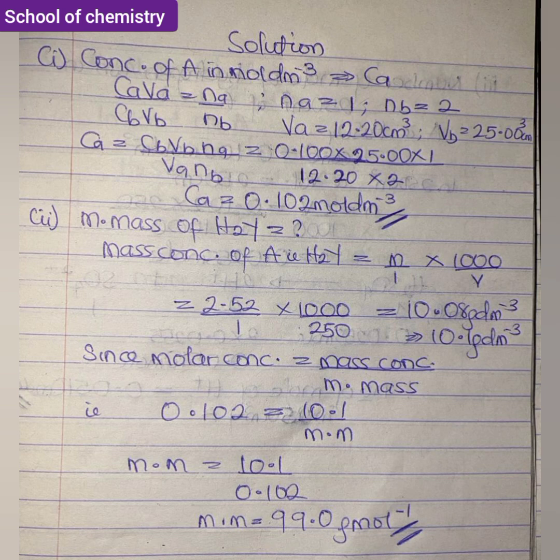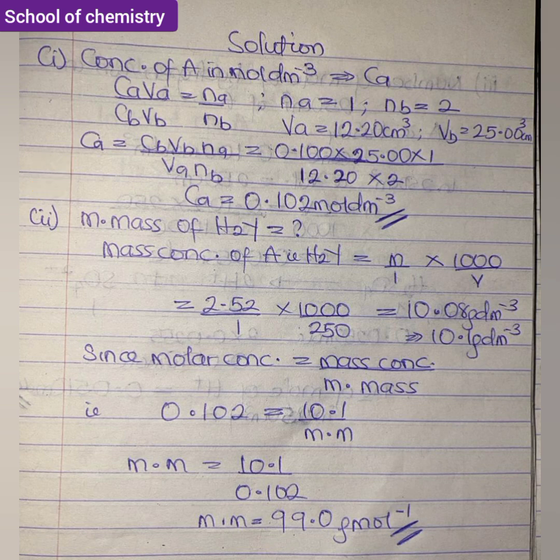And obviously, like I said earlier, my mole ratio of acid to base is 1 and 2. It is very important that you state that mole ratio out, even if you don't write every other thing out, because the mole ratio will give you your 1 mark in this part. So obviously, I'm looking for Ca, which is the conc of my acid, A, in mole per dm cube. So I will make Ca the subject of my formula. My Ca will be equal to CbVbNa over VaNb.